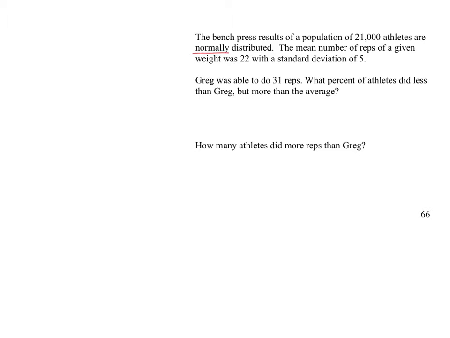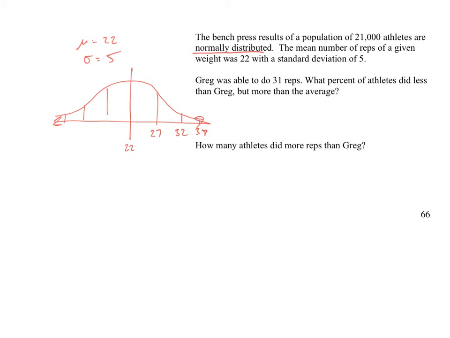That's good news. We can use our bell curve. The mean number of reps of a given weight was 22, and the standard deviation is 5. Okay, so we can sort of visualize our bell curve now. You don't have to make it be a formal bell curve with all the numbers drawn in, but we know that this is going to be 22. And then I'm going to have all of these markers that are just going to be 27, 32, 37, and so on, and same in this direction.